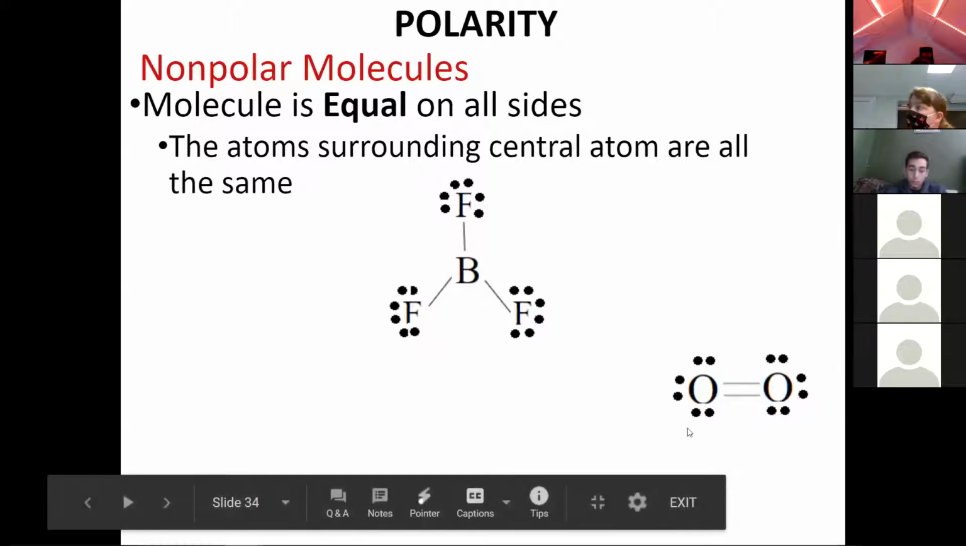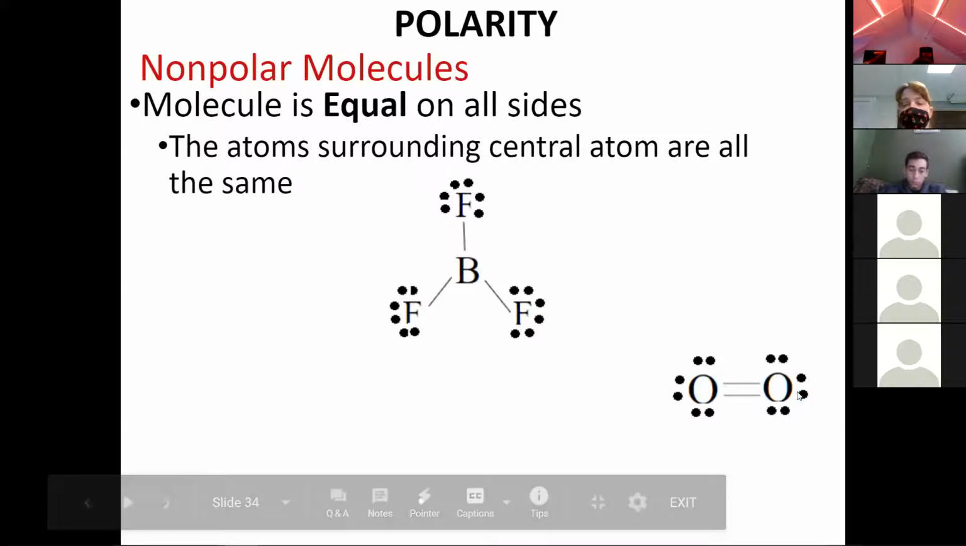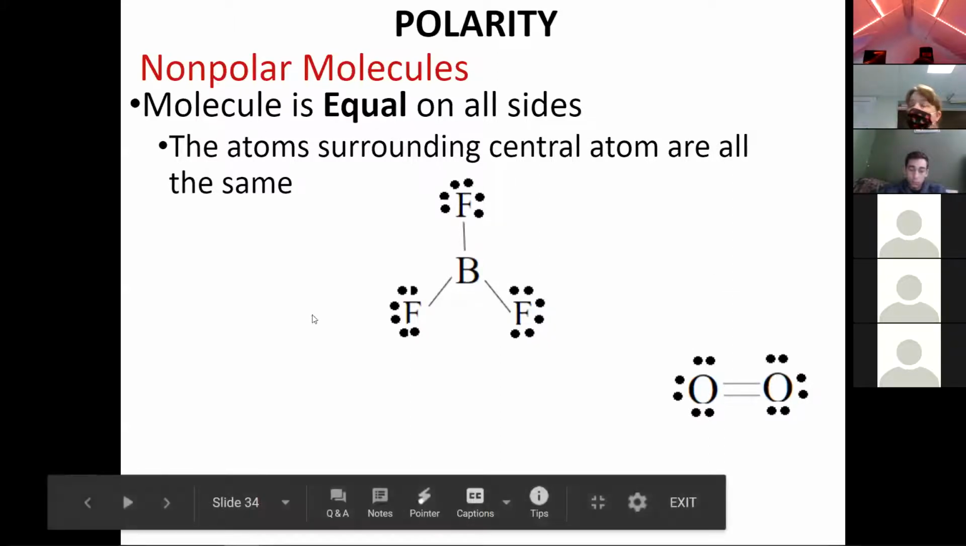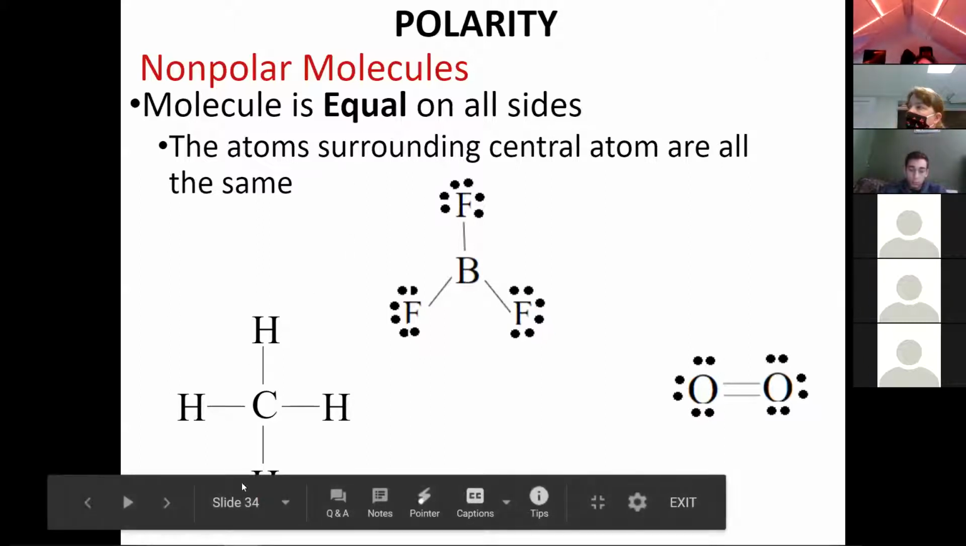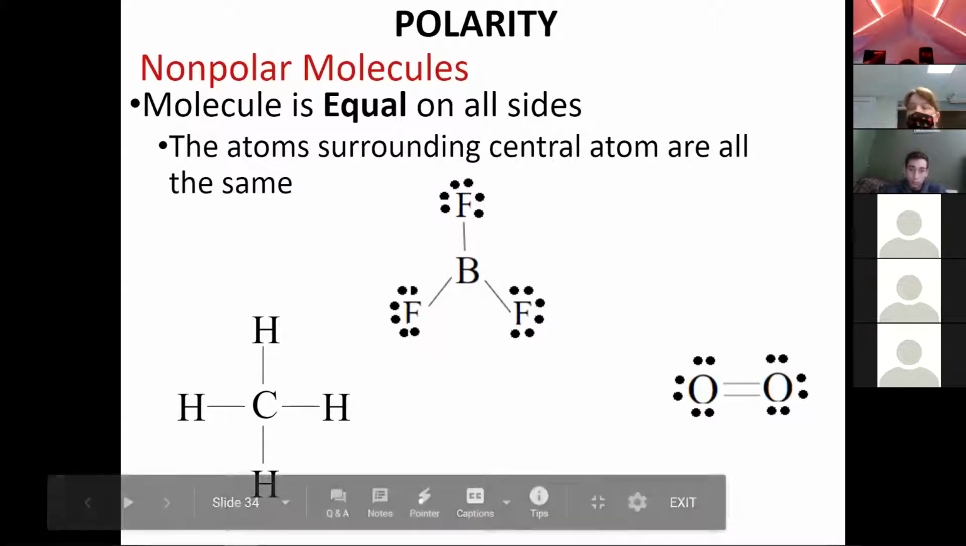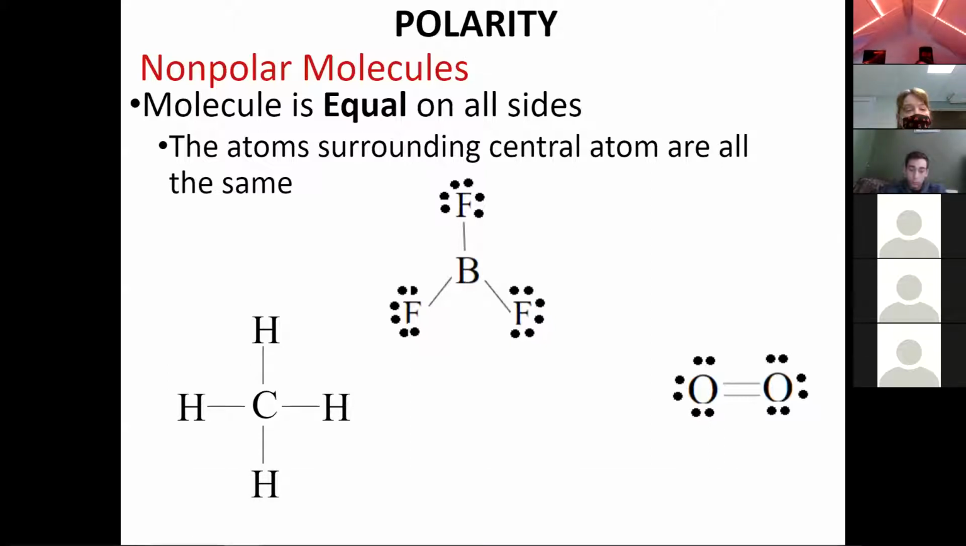Again, we look at an atom. In this case, there is no central atom, but if we were to put a pin in the middle, which would be right in the middle of these two, we can see that the atoms on both sides are the same. So there's an equal distribution of charges, and therefore we have nonpolar. Here's another example. CH4. Put a pin in the middle of the carbon, look around it, and you've got 4 of the same atom. So again, nonpolar. So if all the atoms around the outside are the same, it is nonpolar.